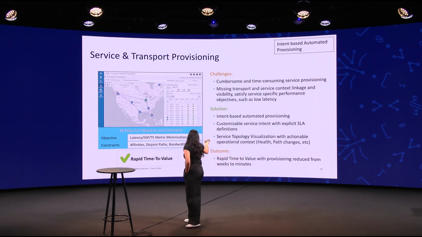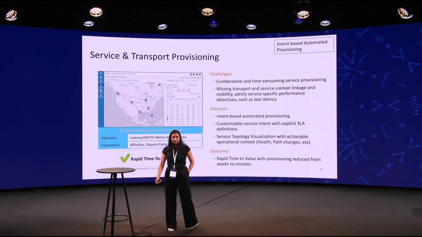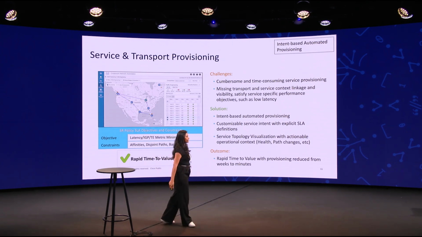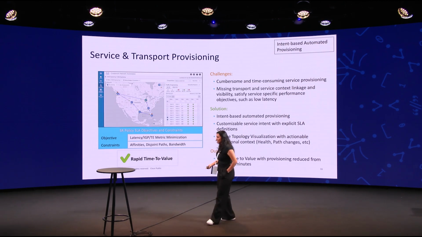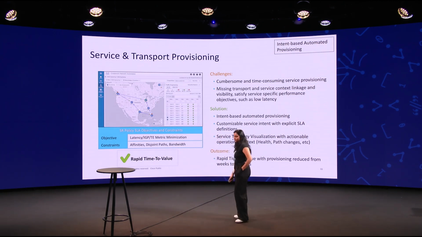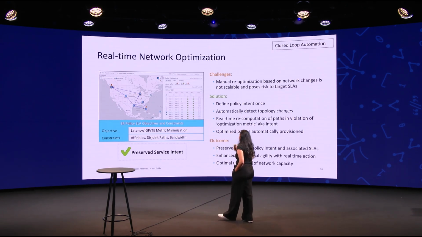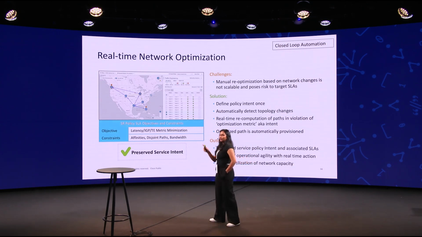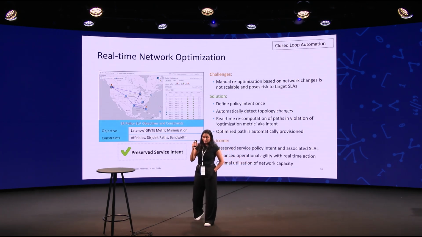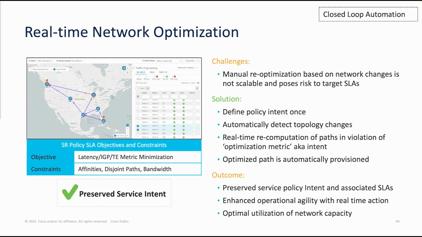The outcome, of course, is rapid time to value. Your provisioning workflow is reduced from days and weeks to minutes with service and transport provisioning with CNC and NSO. Some of the objectives we support are latency, IGP-TE, and I'll talk about this in the next slide. So remember in the first visualization slide, I talked about automatic detection of topology changes. Let's take an example.